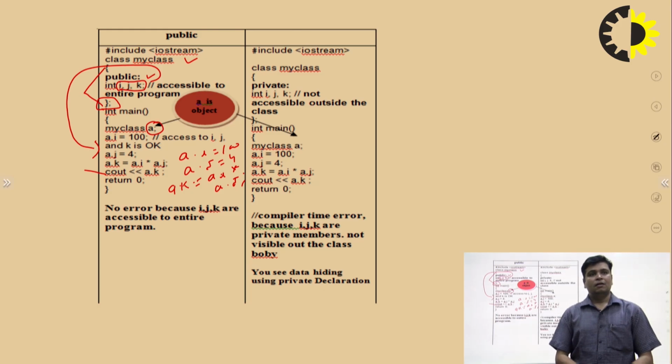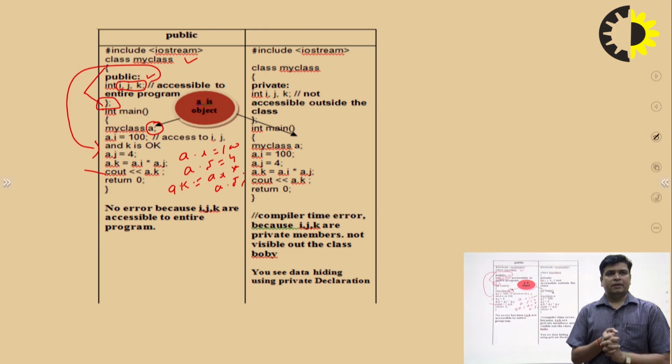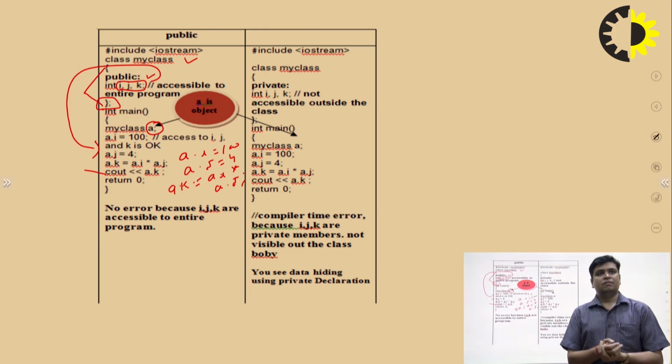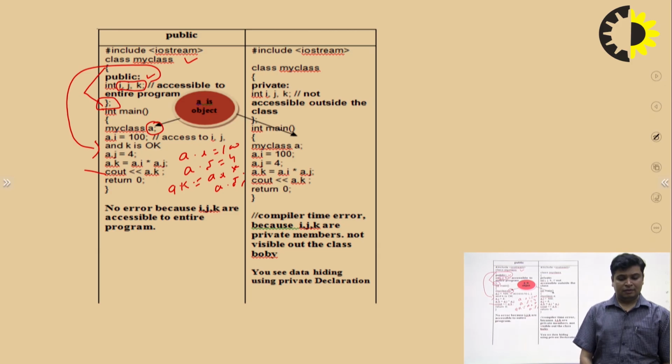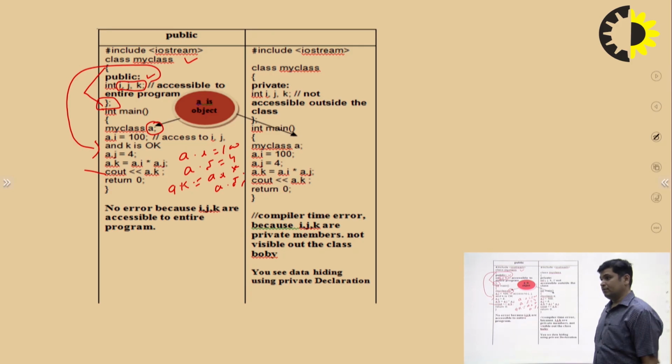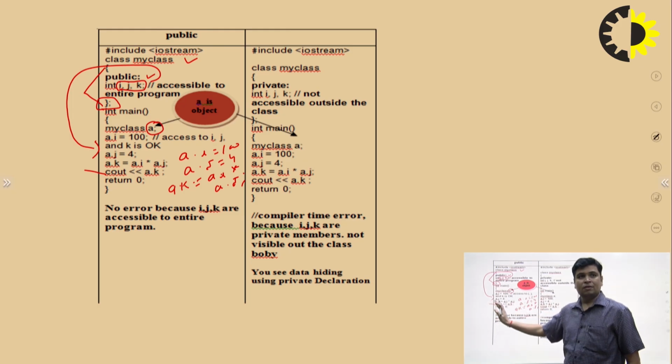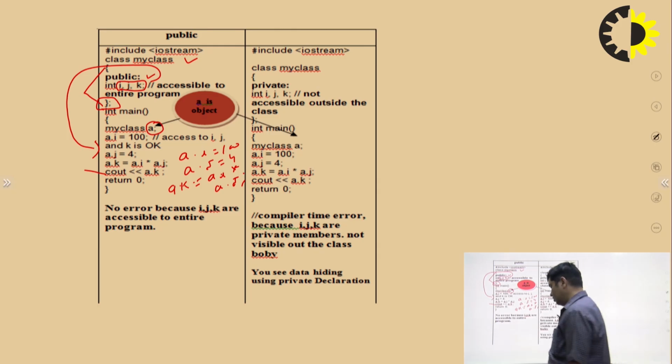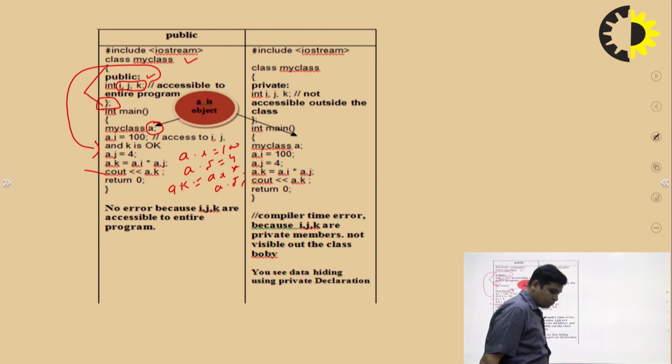Okay, so this is a very important concept which comes to mind: what is the impact of public and what is the impact of private data members in C++. So you should always be aware of this. Second thing, this is the first scenario when you declare the members as public. Now comes the second scenario.